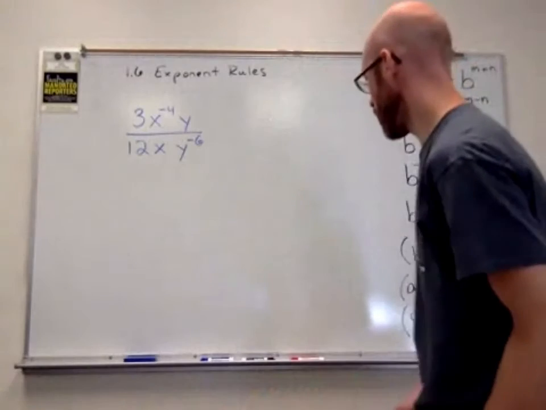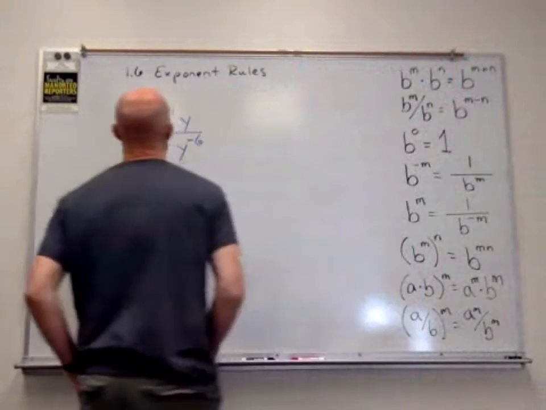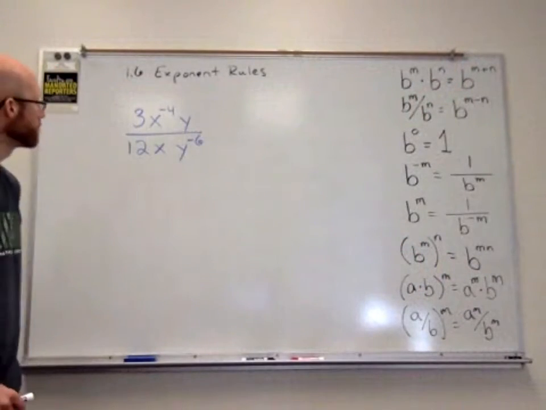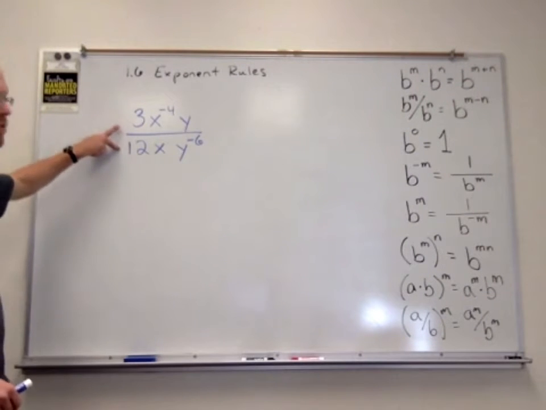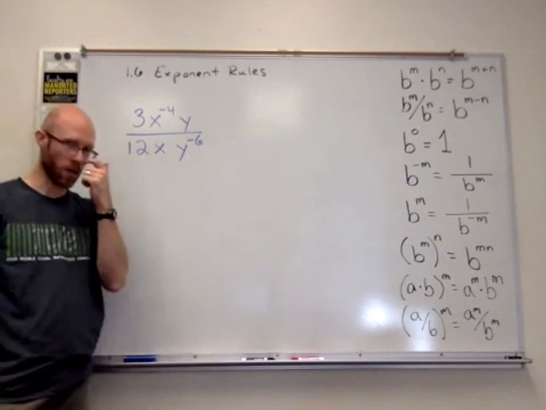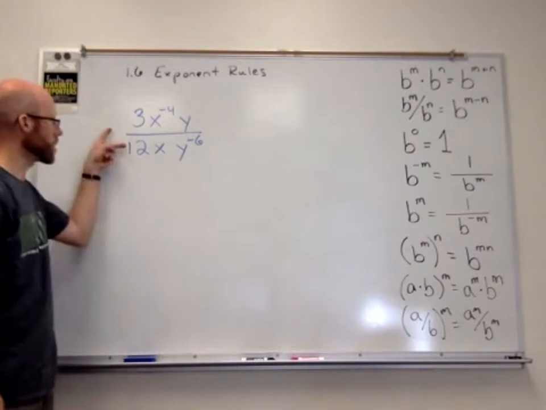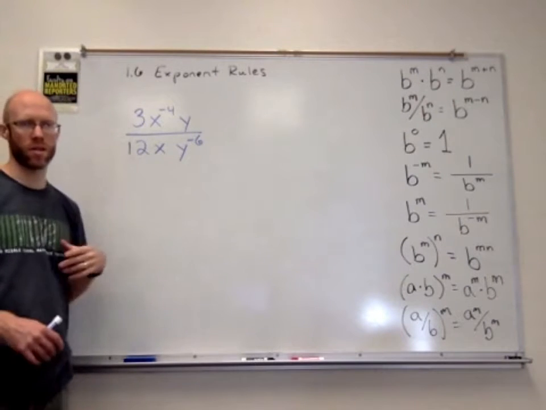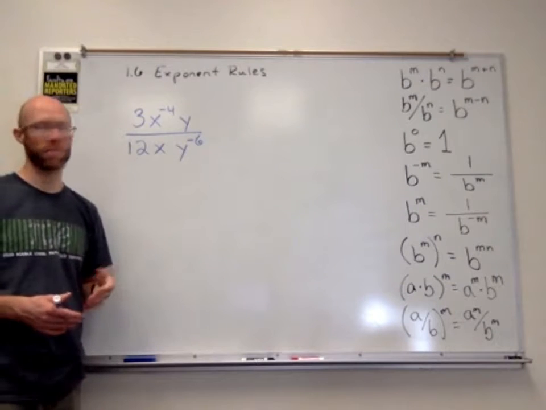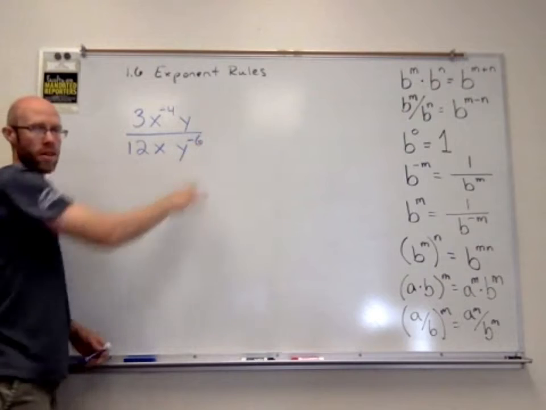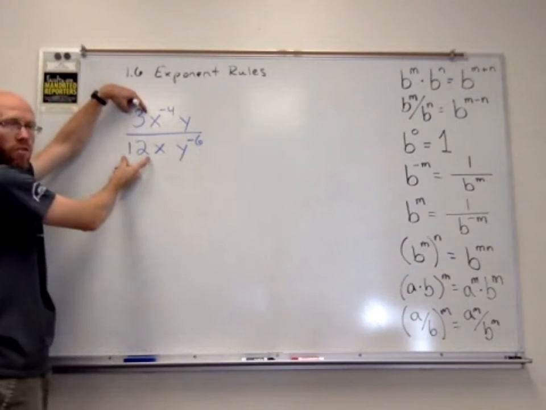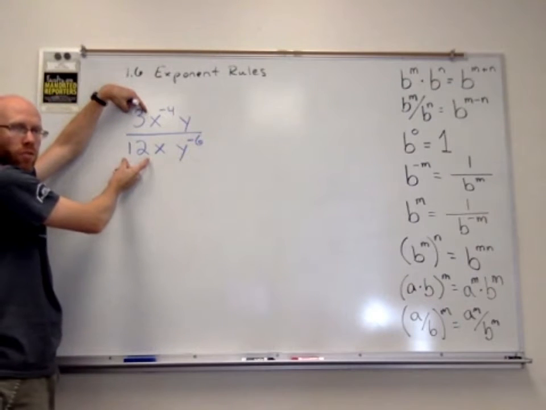So maybe I'll walk through this one. So yeah, the 3/12, that's the first thing I would start with. Neither of these is an exponent. It's just a simplifying of a fraction, right? Imagine the x's and the y's not even being there. If you just had 3/12, that reduces down to 1/4.